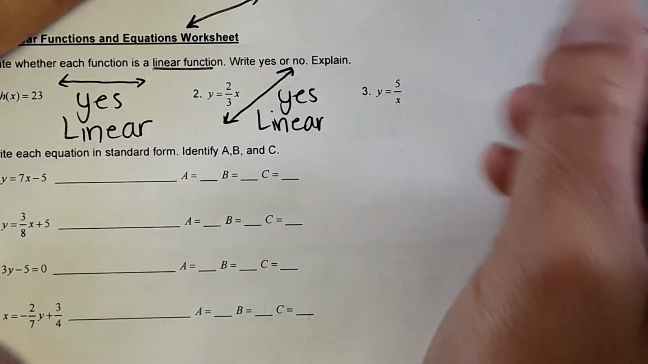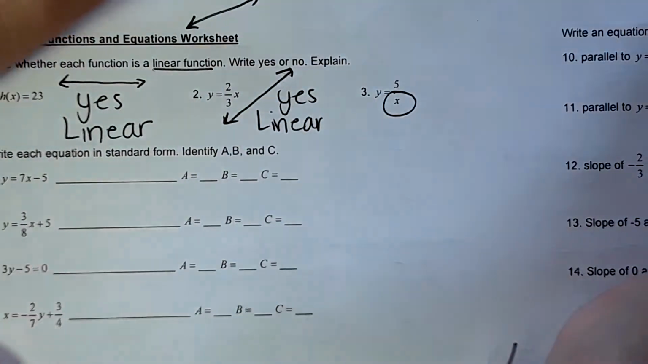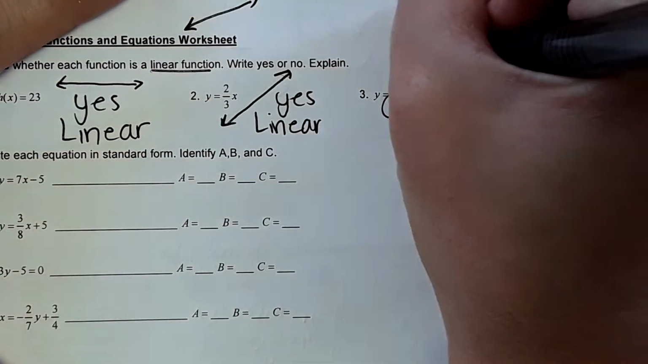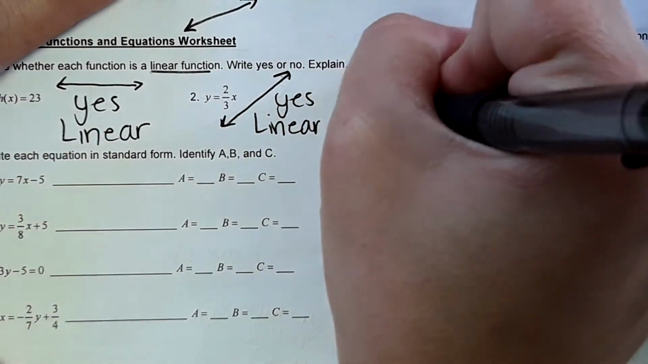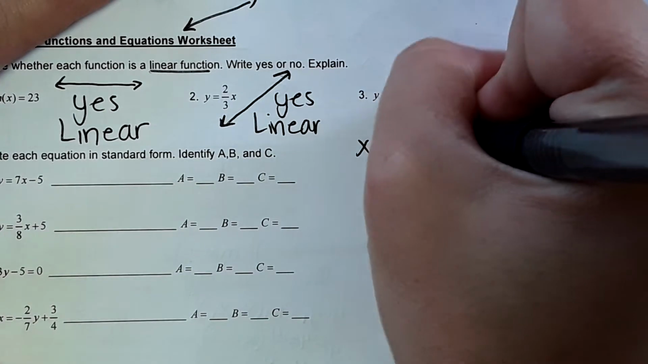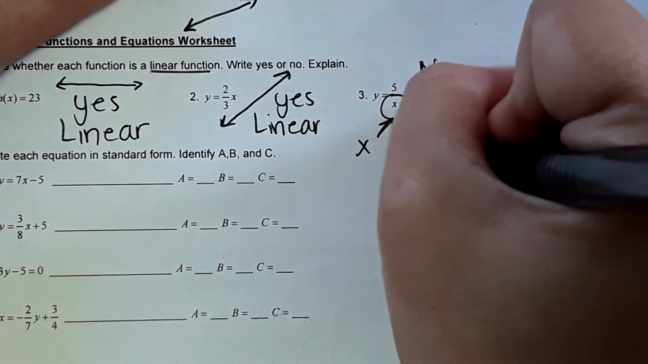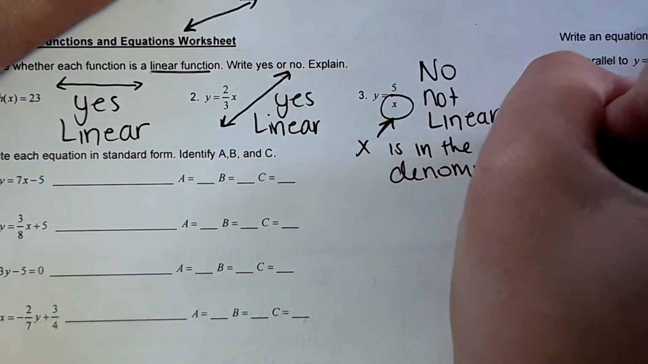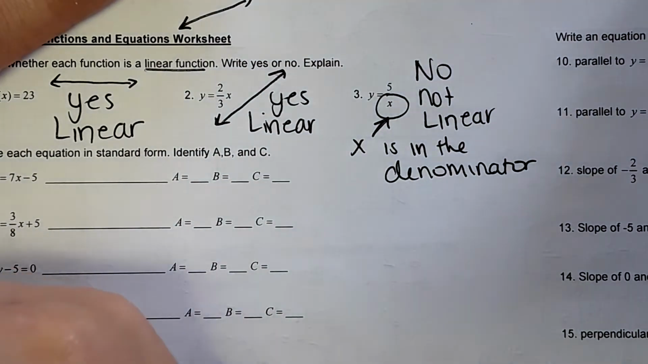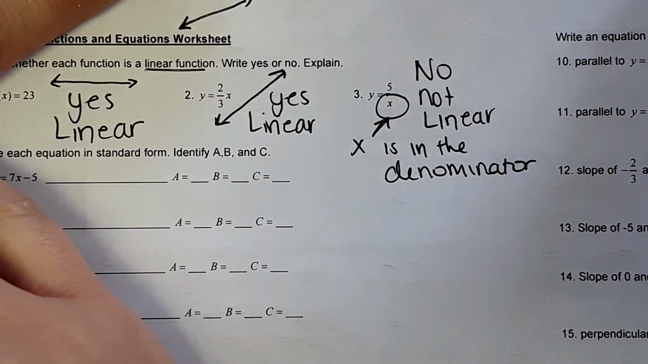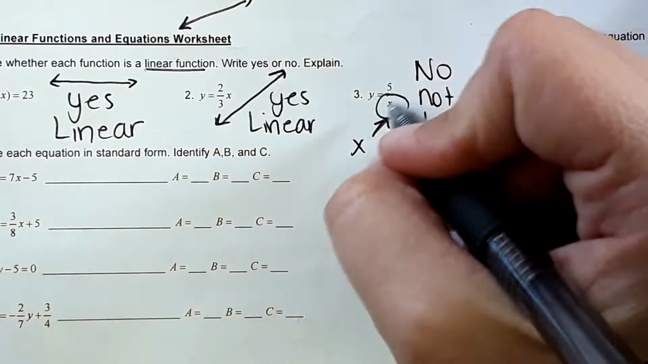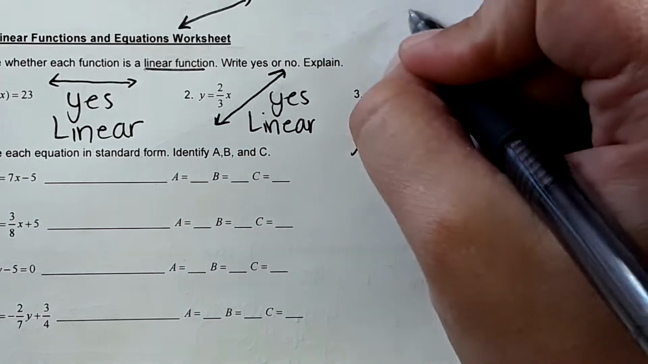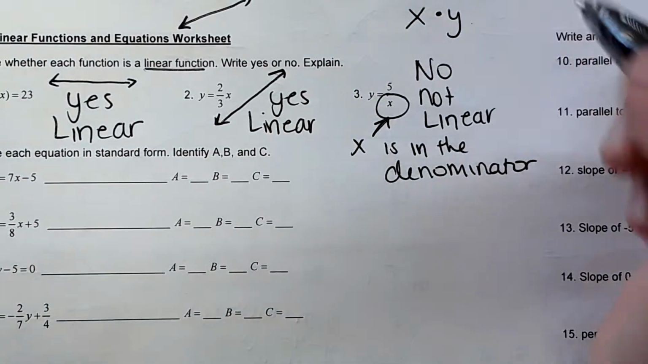The next one has x in the denominator. That's one of the things that can't happen, so no, this is not linear, because x is in the denominator. What if it was a y in the denominator? I would say no as well, because in order to get this out of the denominator, you'd have to multiply both sides by x, and then you get a situation that's x times y, which can't happen either.